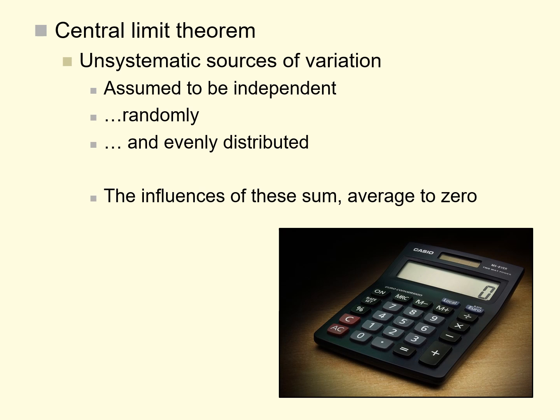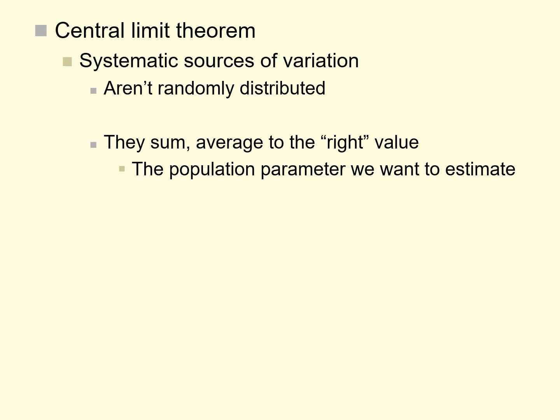Now, the central limit theorem assumes that these unsystematic sources of variation are independent and are randomly and evenly distributed across our data set. And that has a really important consequence. It means that these influences, these unsystematic sources of variation, will sum or average to zero across our data set. In contrast, the systematic sources of variation aren't randomly distributed. So they sum to the, quote, right value, that is, an estimate of the real population level of, in this case, the disorder.